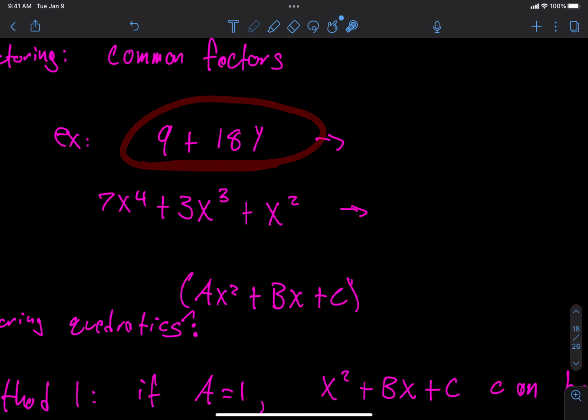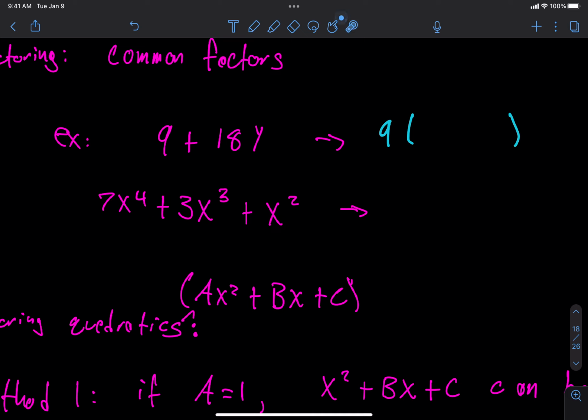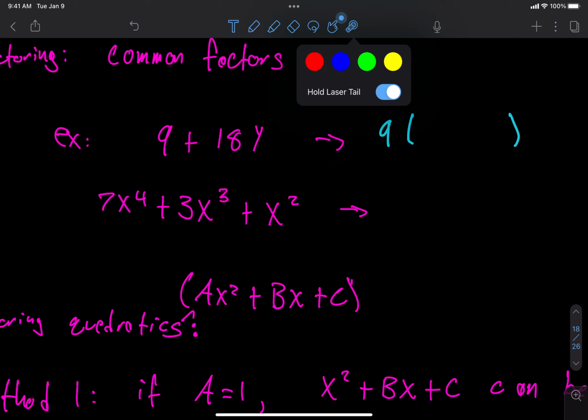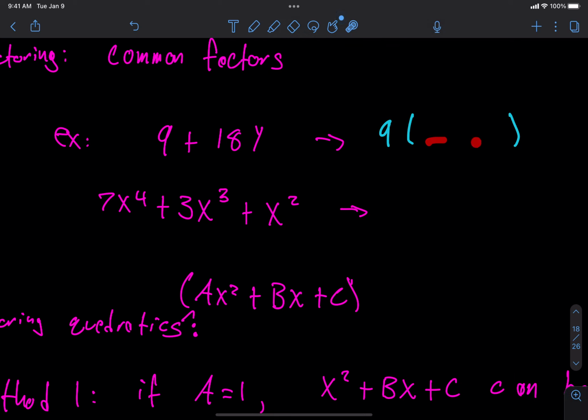9, right? We can take a 9 out of both of these, so I can rewrite 9 plus 18y as 9 times parentheses, so I'm kind of doing the reverse of a distribution here, right? Or I'm doing the reverse of the distributive law, right? I'm pulling out the 9. So what should be inside? If I was going to distribute 9 onto two things, and I would get 9 and 18y, what should my two things be inside?